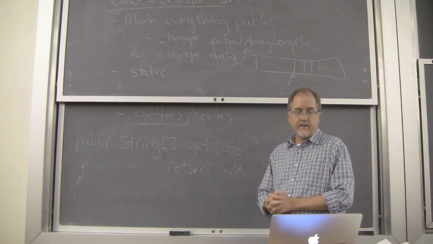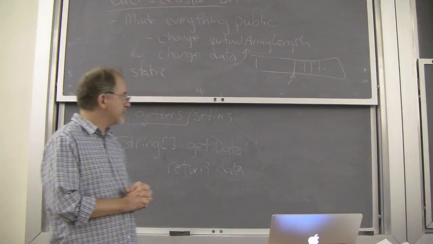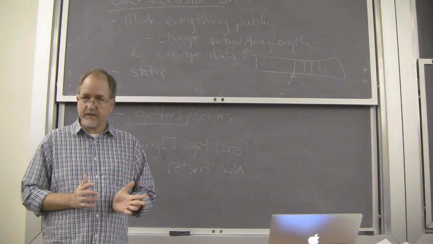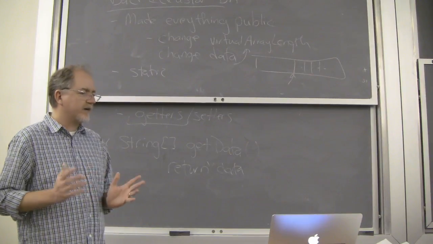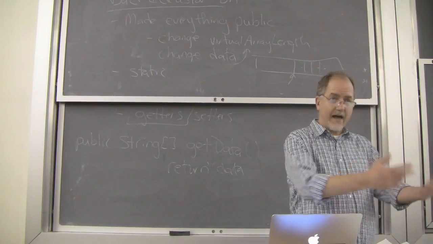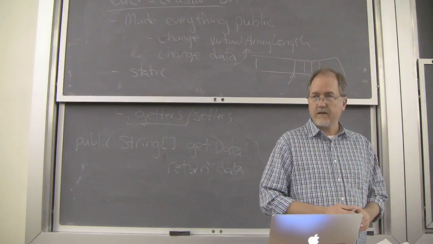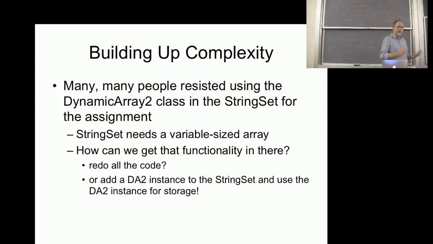Now, in this time, a lot of people really resisted using this nice dynamic array 2 class that you had built in the string set class. And I understand why you resisted, right? But in my mind, string set needs to add values to it, store values inside it. We don't want a fixed sized array, we want a variable sized array. How do we get that functionality in there?